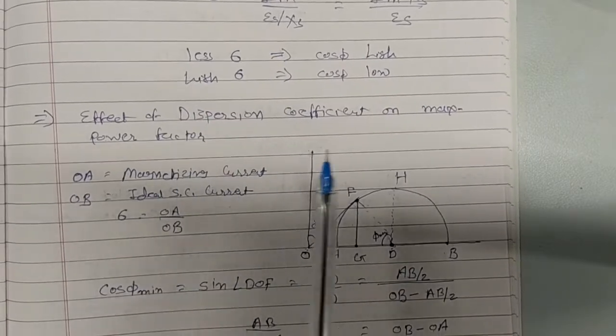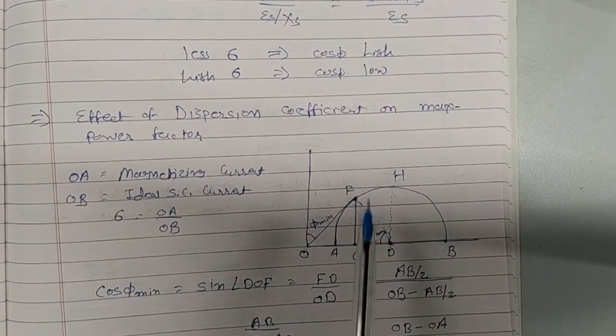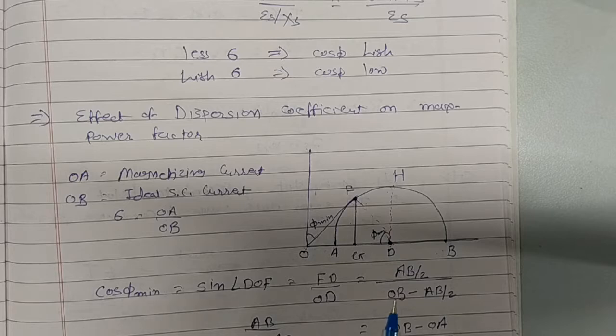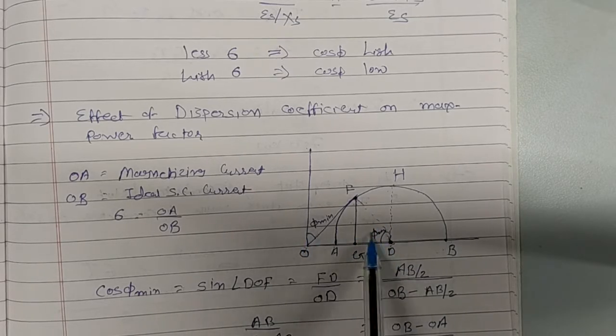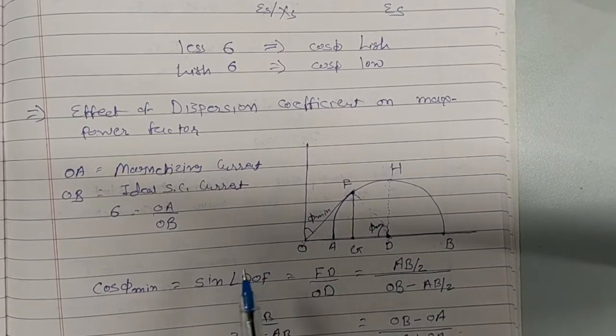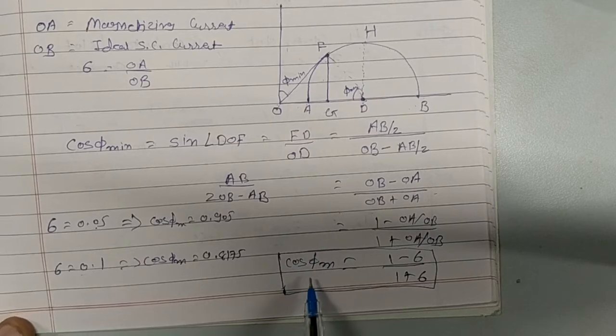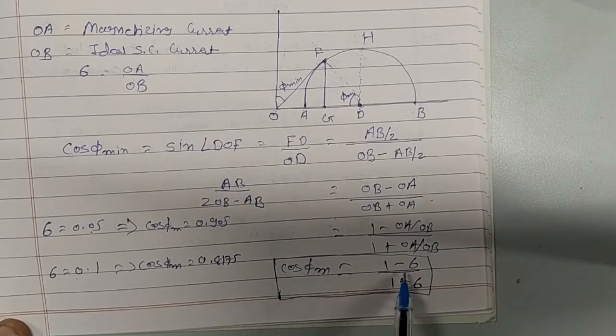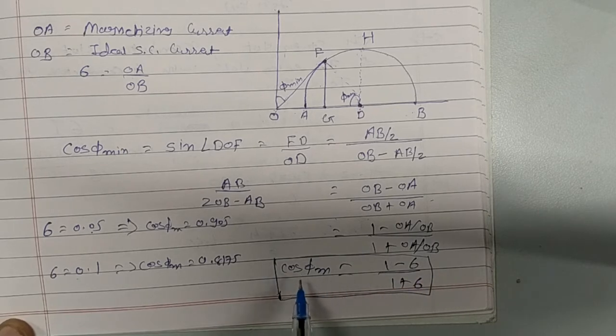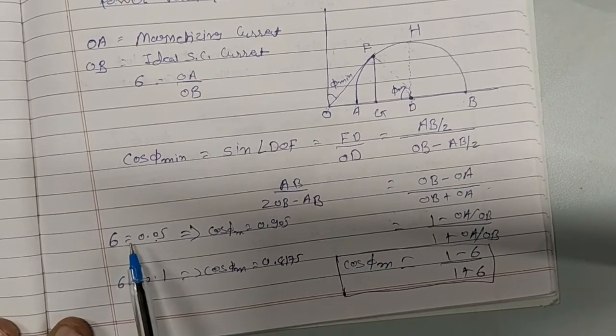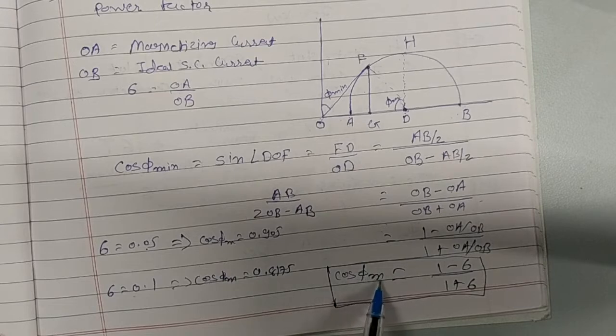Also, we have seen the effect of dispersion coefficient on the maximum power factor that your motor is capable of giving. For that we have taken reference of a simplified circle diagram, and from the circle diagram we have determined the value of cosine of this angle phi minimum. We have derived the equation that cos phi is 1 minus sigma upon 1 plus sigma. So this is the relation between the maximum power factor and the dispersion coefficient.